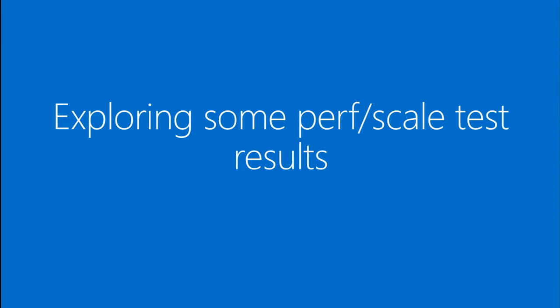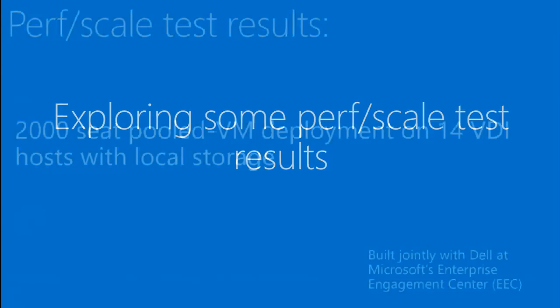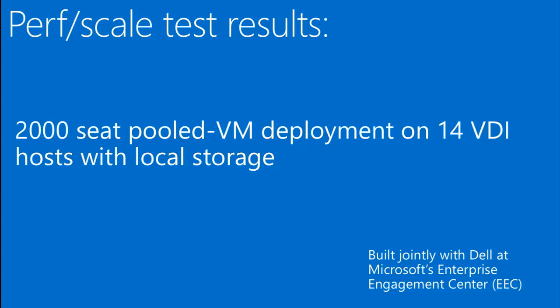With that, I'm going to jump into some actual data from our lab in Redmond. This is a 2,000-seat pool VDI deployment on 14 VDI servers in collaboration with Dell. Our goal was to build 5,000, but we ran out of money to buy VDI servers for the other 3,000, so we did a 2,000-seat deployment.